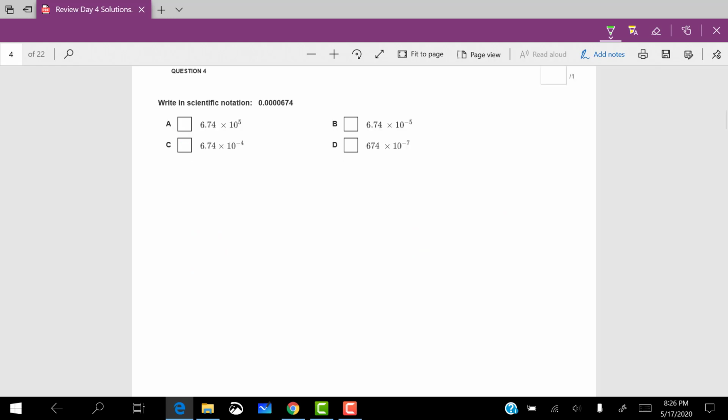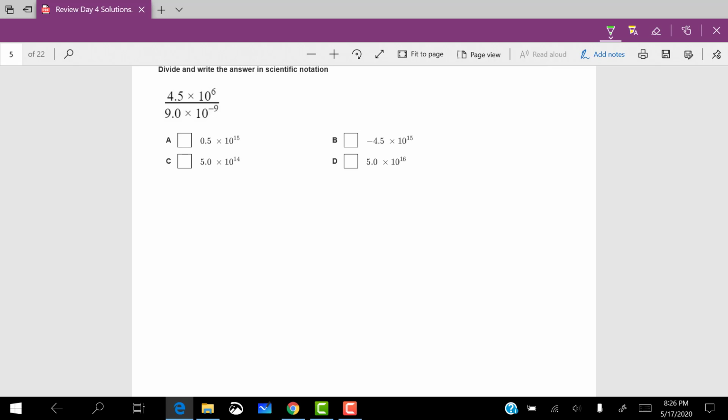Letter A. So remember, the shortcut when you're doing scientific notation is just how many places you need to move the decimal, because that's the power of 10 that you're really multiplying by. So here I need 1, 2, 3, 4, 5 times to move the decimal. This is a really small number, so it's going to be a negative exponent. 6.74 times 10 to the negative 5.